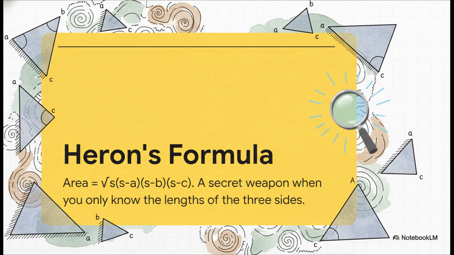But what happens when you don't know the height? What if all you have are the lengths of the three sides? Well, that's when you bring out the secret weapon, Heron's formula. Now, I know it looks a little complicated, but it's an incredibly powerful tool that lets you find the area without needing the height at all.